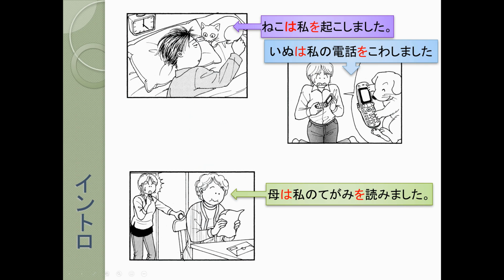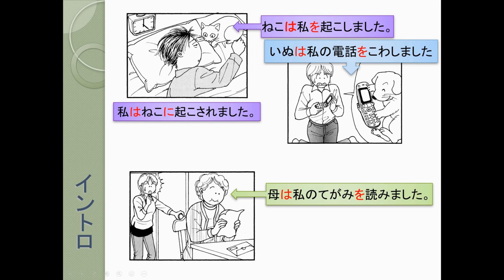So let's have a look at some of our sentences. Let's look first at sentences in the active voice. So, 猫は私を起こしました。The cat woke me up. 犬は私の電話を壊しました。So, the dog broke my phone. 母は私の手紙を読みました。So my mom read my letter. ですね. These are basic sentences.